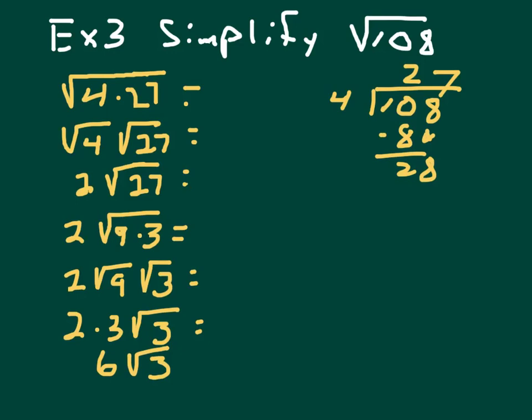So this topic was called the Product of Square Roots Rule, and what we've really talked about then is just simply simplifying radicals.